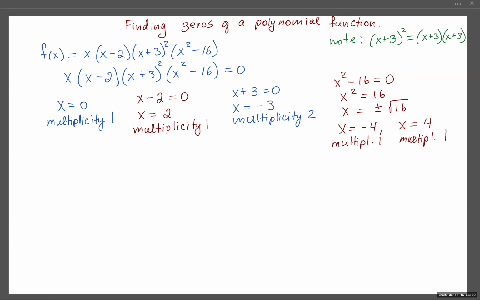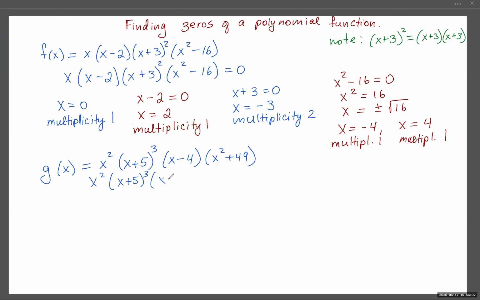Okay, let's try a different example. g(x) = x^2(x + 5)^3(x - 4)(x^2 + 49). So once again, I'm going to go ahead and rewrite everything so that it equals 0: x^2(x + 5)^3(x - 4)(x^2 + 49) = 0.